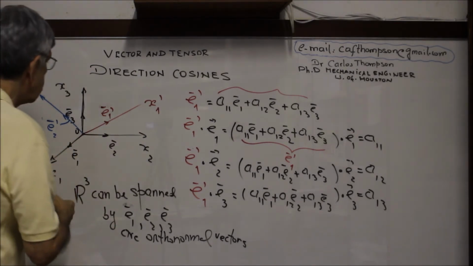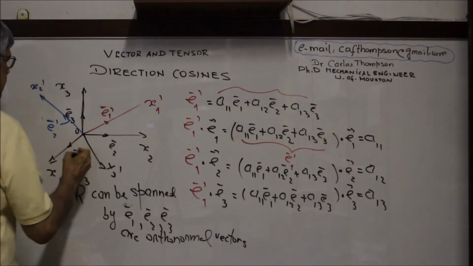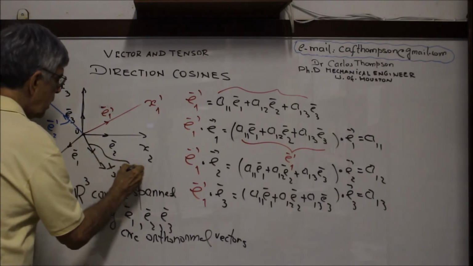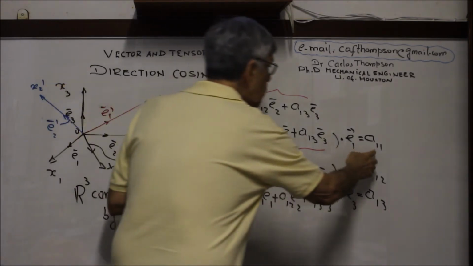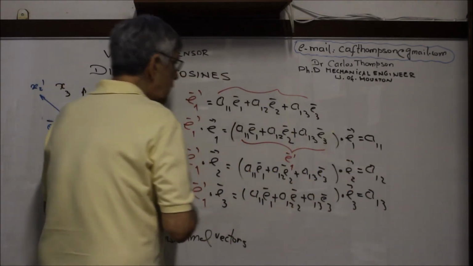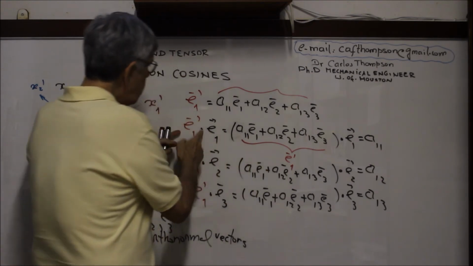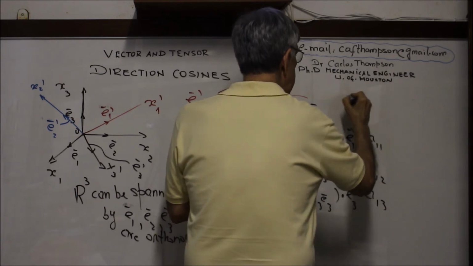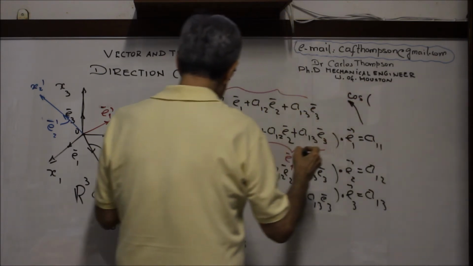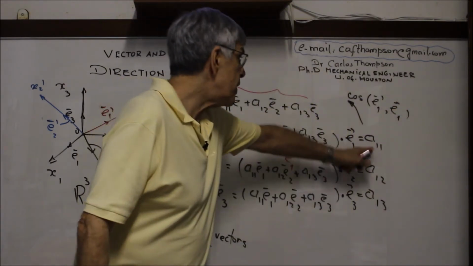The same if I want E3 prime. Let's do this. So this is x3 prime. This vector here is E prime 3. See? So we can see clearly that A11 is a cosine between E1 prime and E1. This is A11. So we can write here that A11 is the cosine of the angle between E prime 1 and E1. This is dimensionless.